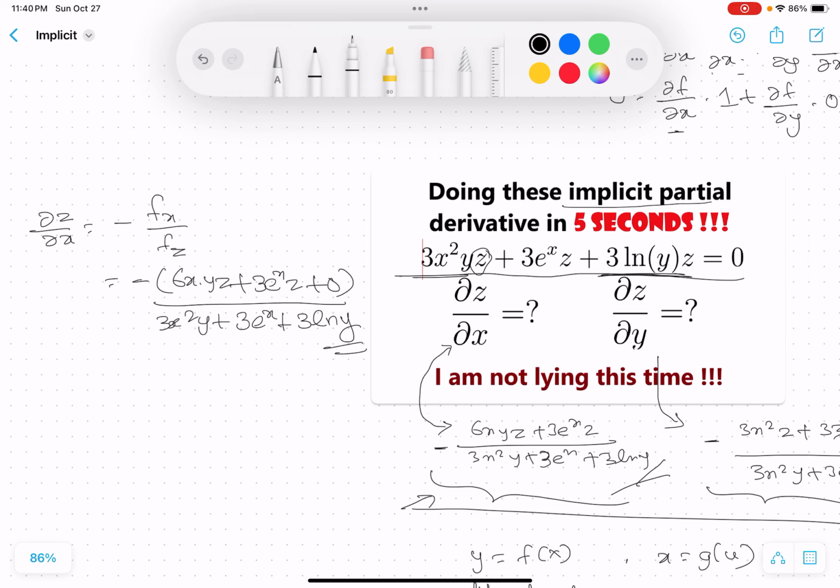Similarly, this will just be minus fy by fz, which will be minus of 3x square z plus 3z by y, because the derivative of ln y is 1 by y, z as it is, divided by the same thing over here, 3x square y plus 3 to the power x plus 3 ln y. So this is how we do it, right?